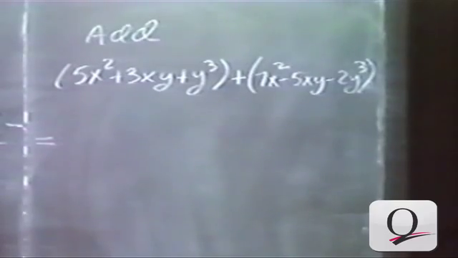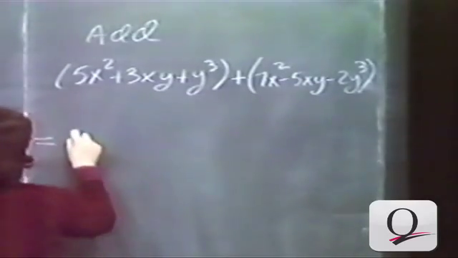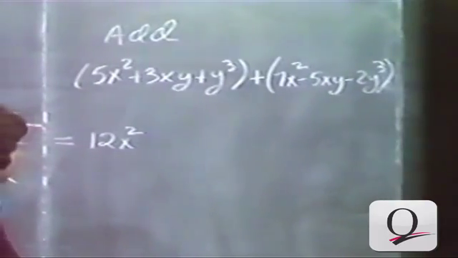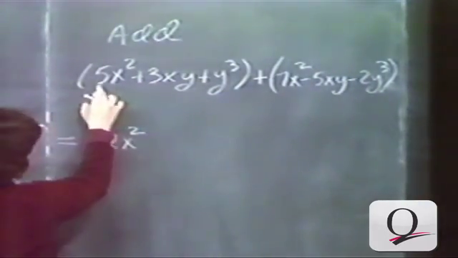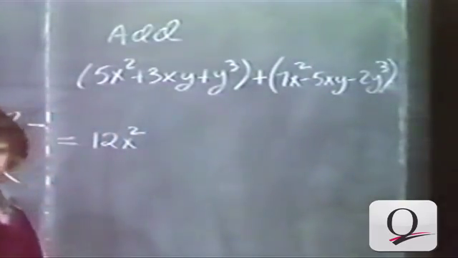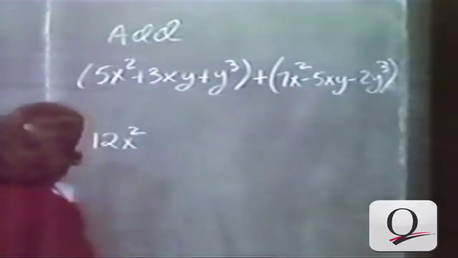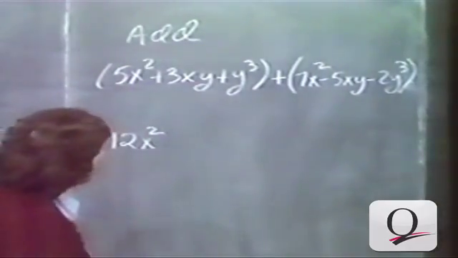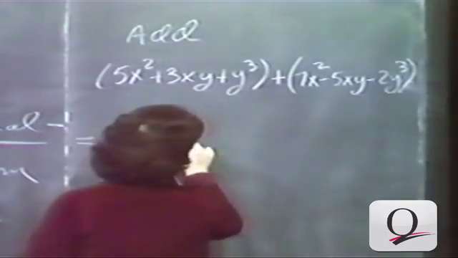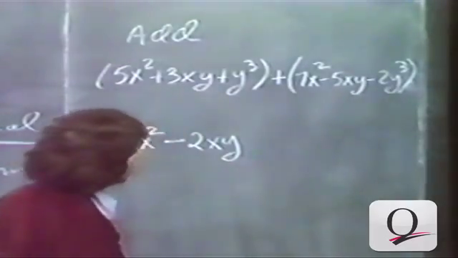Now what we're going to do is combine the like terms. We see we have a 5x squared and a 7x squared, giving us 12x squared. Like terms are terms that have the exact same variable part. This is the constant part of the term, this is the variable part. So the terms 5x squared and 7x squared are identical in their variable part. These are like terms. They both have x squared. We add the constant parts, the 5 plus 7, we get 12x squared. Now we have 3xy take away 5xy for a result of minus 2xy. And then plus y cubed take away 2y cubed.